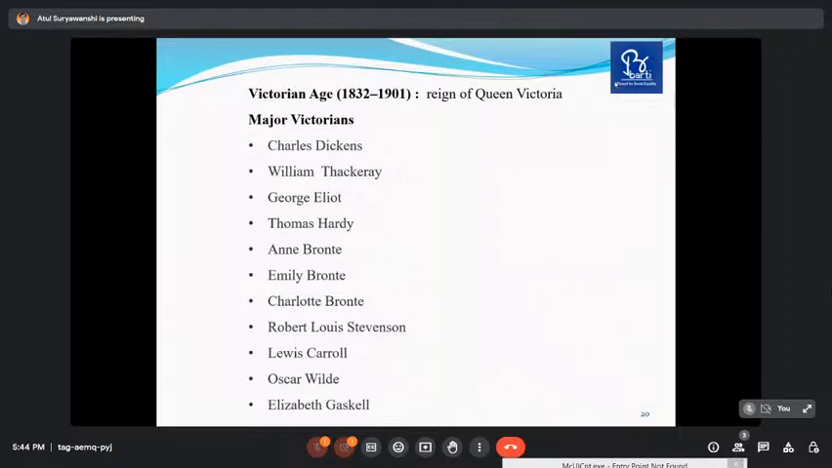So let's have a fleeting glance at the select major Victorian writers. Let's begin with the prominent figures Charles Dickens, William Thackeray, George Eliot, Thomas Hardy, Anne Bronte, Emily Bronte, Charlotte Bronte, Robert Stevenson, Lewis Carroll, which means Charles Lutwidge Dodgson, Oscar Wilde, and Elizabeth Gaskell, who are the prominent figures during the Victorian Age. So we have to see all of them in detail.